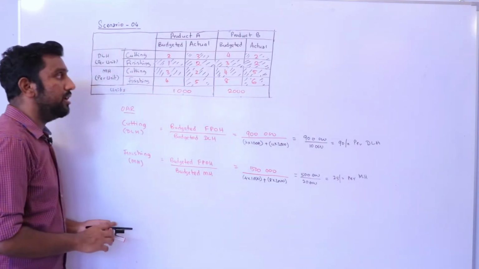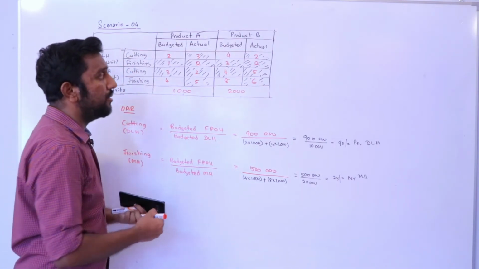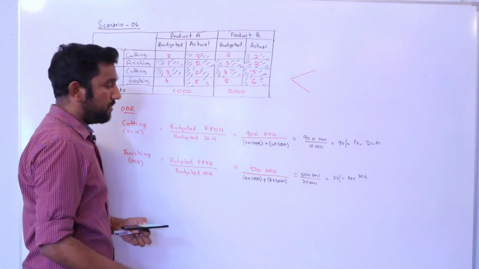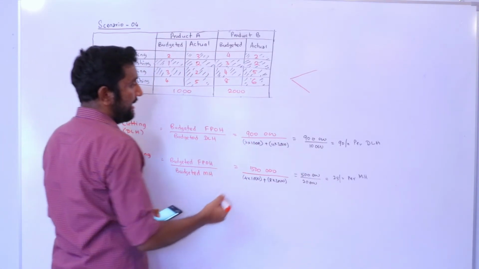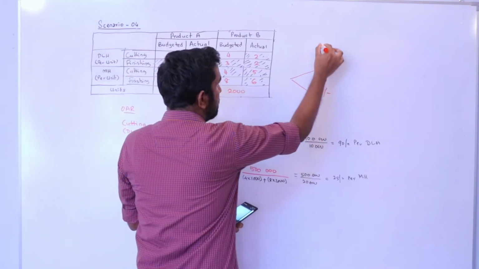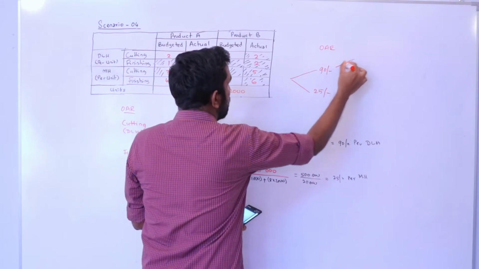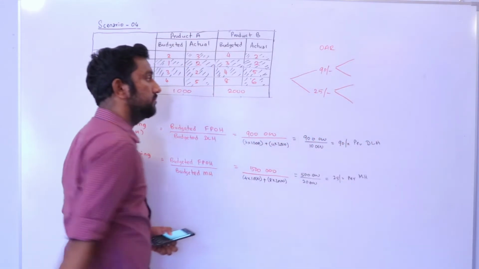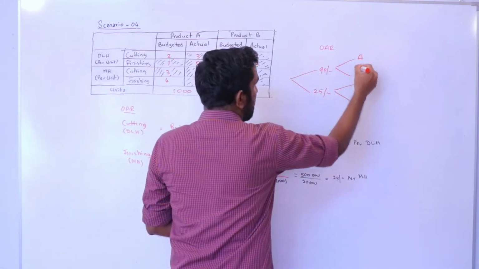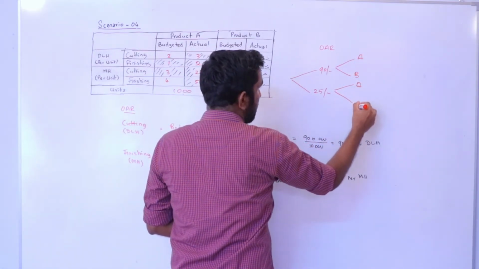Right, so this is OAR. So after OAR, what do you do? We have to do the working. We have 2 departments and I found OAR 90 and 25. So 90 and 25, this is OAR. And I have 2 products now. In this question we have 2 products, A and B.